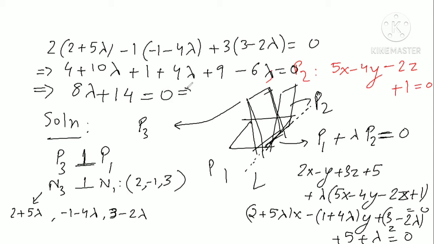So in this way, we get the value of lambda as minus 14 by 8, so minus 7 by 4 is the value of lambda. 2 sevens are 14, 2 fours are 8, minus 7 by 4. So now we can substitute this value of lambda in this equation for P3. Okay.